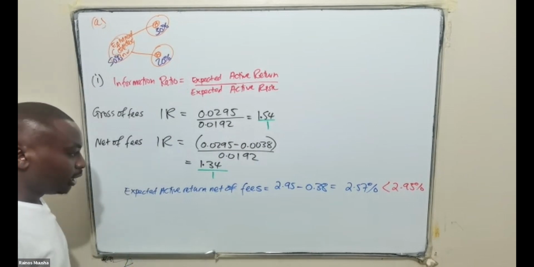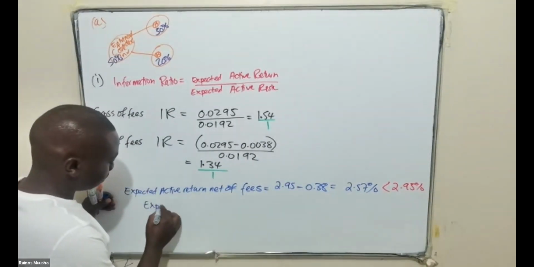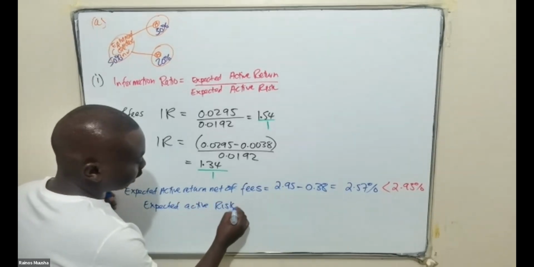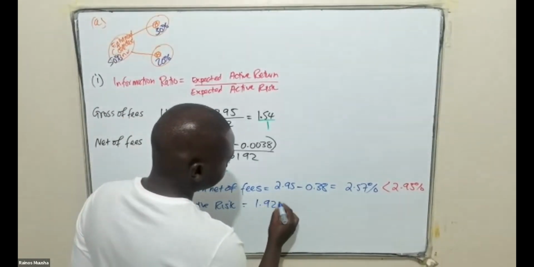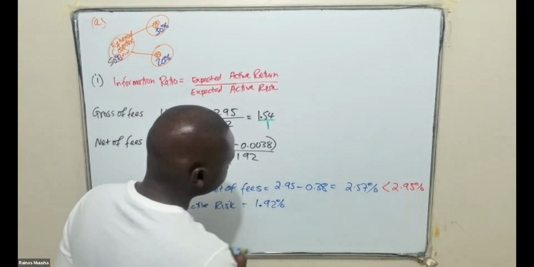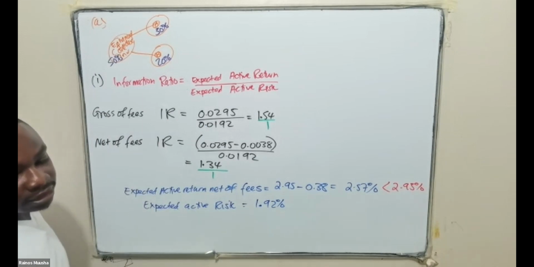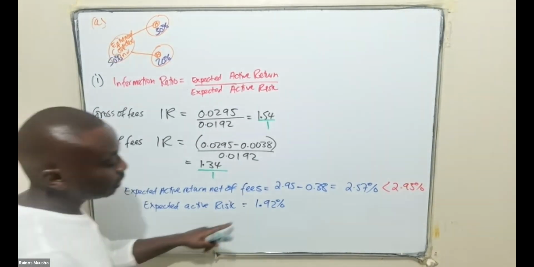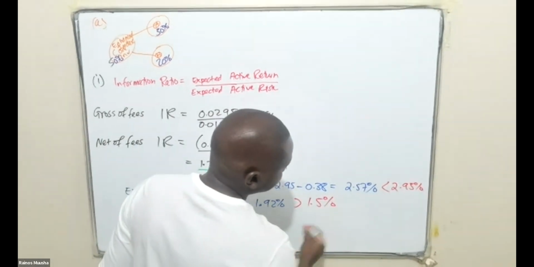Also, if we look at our expected active risk, the expected active risk of the portfolio is equal to 1.92%. But remember, they say the tracking error should not exceed 1.5%. Our tracking error, which is the expected active risk, is 1.92%. It's greater than the 1.5% that has been set.